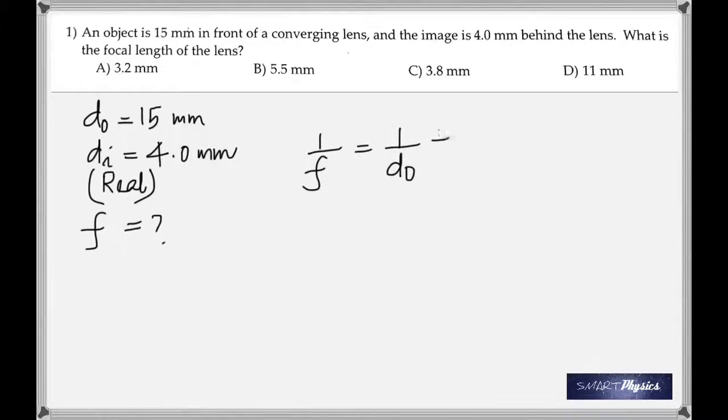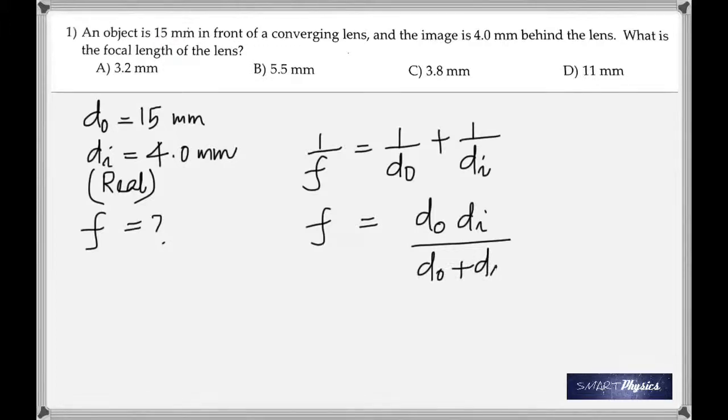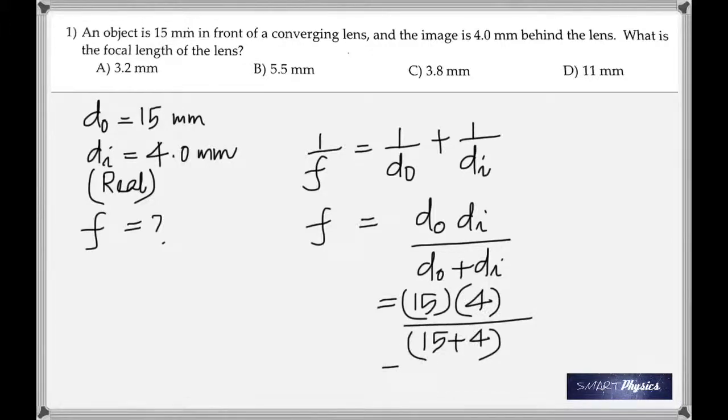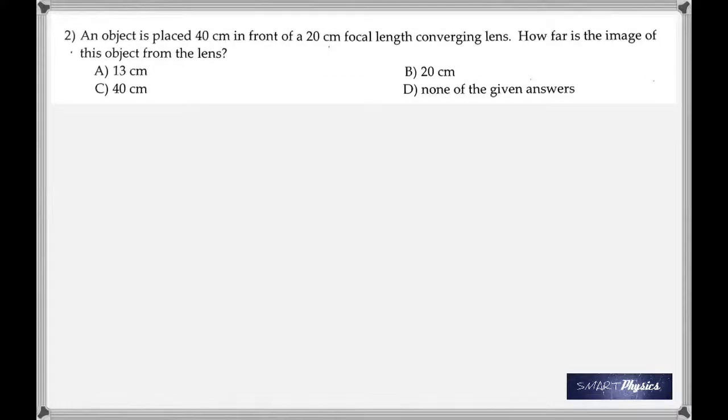Use the lens formula: 1 by F is 1 by DO plus 1 by DI, which can be rearranged as product by sum is equal to the focal length. And on substitution, we get 3.2 millimeter.